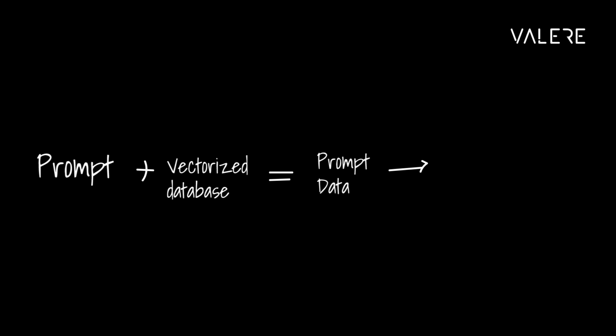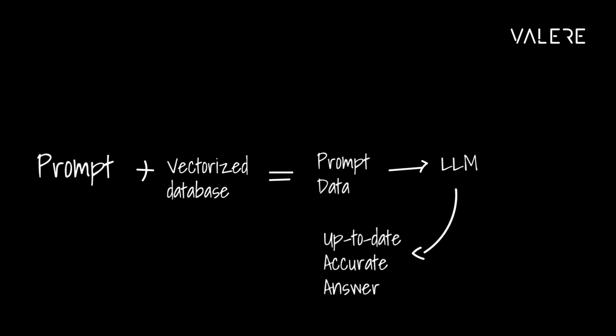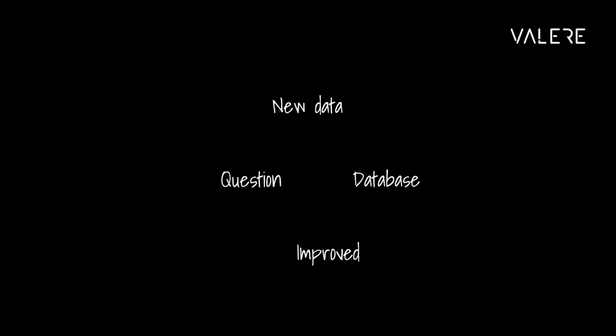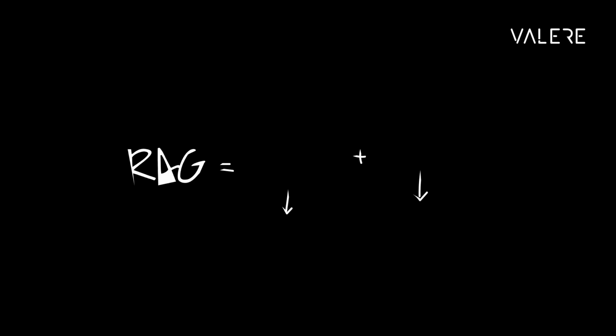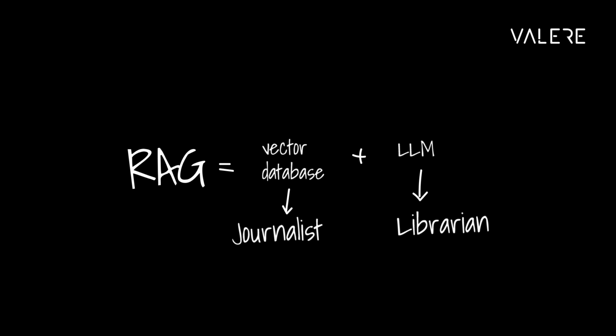This enriched prompt is then fed into a large language model, which produces an answer with up-to-date and accurate data. As new data enters the vector database, the embeddings are updated. So, when the question is asked again, the large language model generates an answer based on the latest information. With RAG, we combine the strengths of vector databases and large language models to provide precise, timely answers to complex questions, much like the collaboration between a journalist and a librarian.